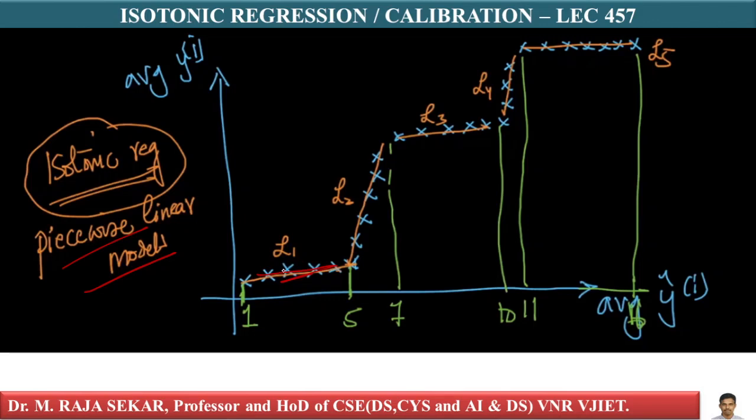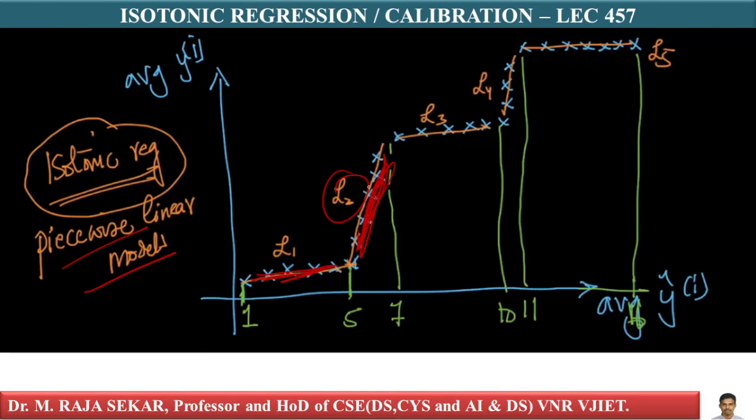In this region, what's in this region? I use line 2. So what isotonic regression is saying is I can simply approximate this relationship as a sequence of lines.